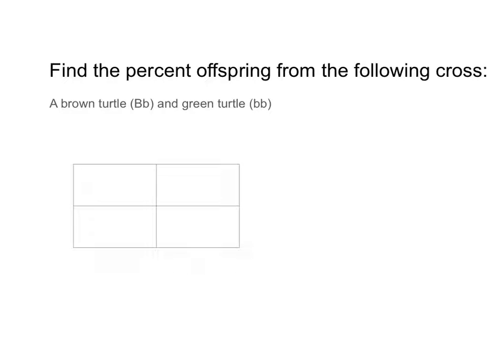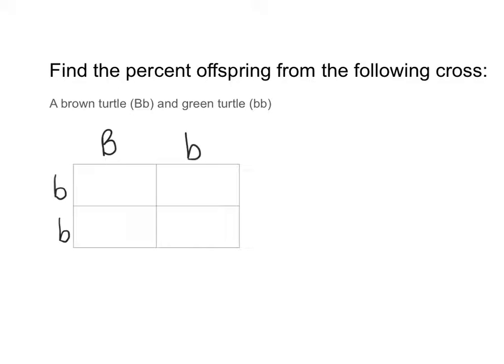So to do this problem, I'm going to take the alleles of this first turtle and place it either on this section of my Punnett square or this section here. It doesn't matter which. And then for the other turtle, I'm going to place it on the other axis.